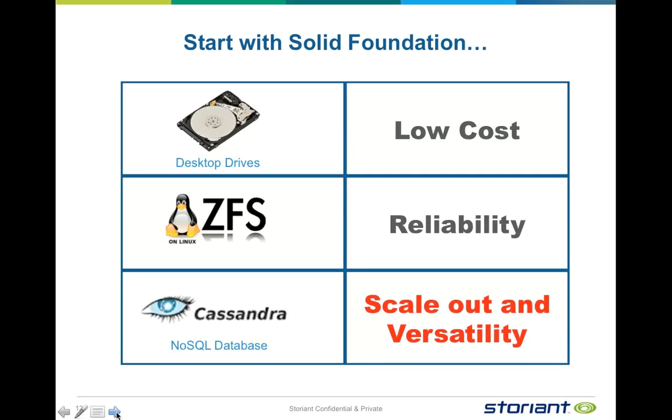We are an object store, and so when we store an object within the solution, that object has some associated metadata. We've chosen Cassandra, which is a NoSQL database, to be that repository for the metadata of those objects. It offers us almost infinite scale out, and it also provides us with great versatility.